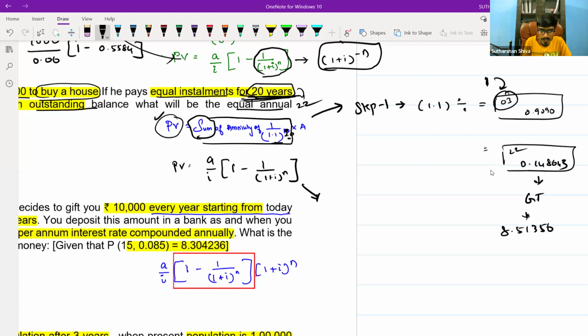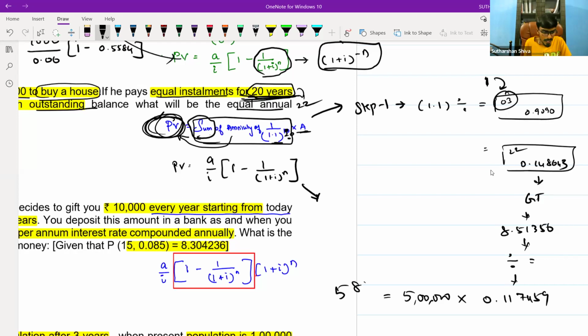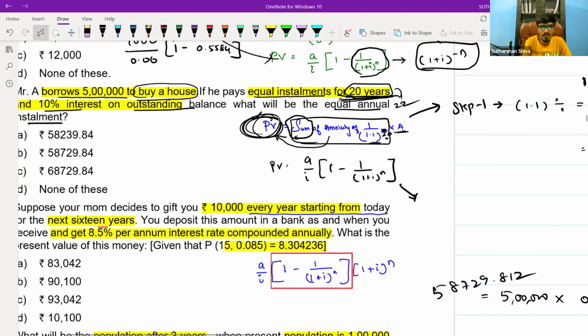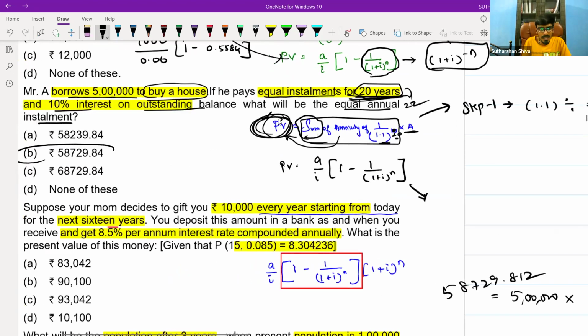They have given only the present value, but I need the annuity. So from this value, I am going to take it to the other side. So I will press divided by equal to button. You will get somewhere around 0.117459. So my final value is going to be multiplied by 5 lakh. My final value is 58729.812. Option B is my answer.